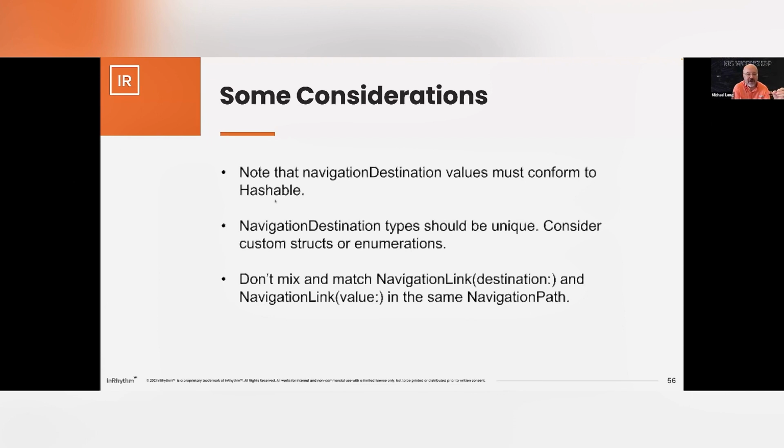Navigation destination value types should be unique. So when you're doing that, you should consider using custom structures or enumerations, sort of like I did with settings. If you create a bunch of navigation destinations and you make each and every one of them a string, SwiftUI is going to have a hard time figuring out which one of those it should call.